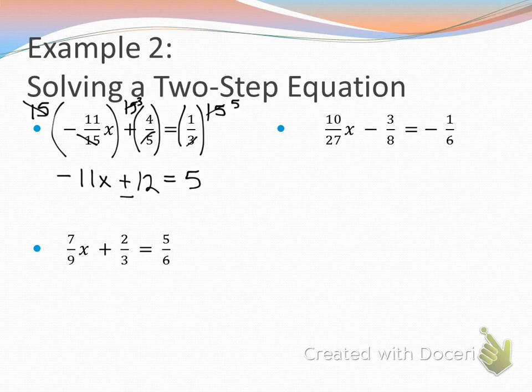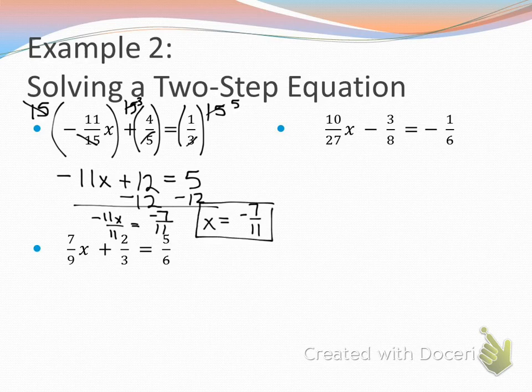Now I can solve this like a regular two-step equation. Negative 11x equals negative 7 over 11. Or x equals negative 7 over 11. Clearing my fractions involves finding the LCD and then using the LCD to multiply each term in the equation by that number, which clears my fractions, and then I can solve it like normal. Going back, I had to divide both sides by negative 11, which makes this a positive 7 over 11. All right, thanks for that, guys.